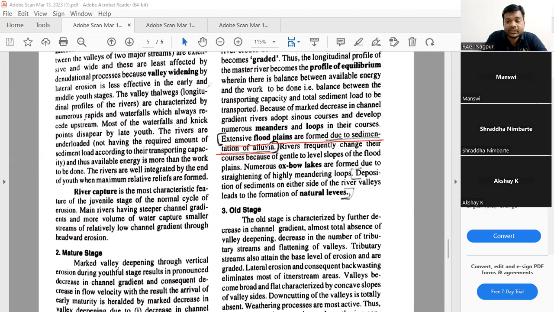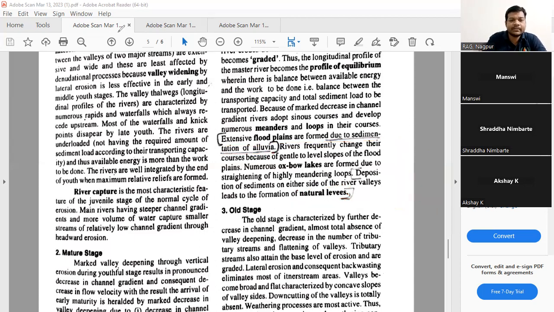Even nature has its own protection mechanism, which is called natural levees. Along these rivers there are ridges which are formed due to deposition of alluvial material. They grow in size like 10 meters, 15 meters, and it prevents the flood, the spilling of the river, right? This is called natural levees.